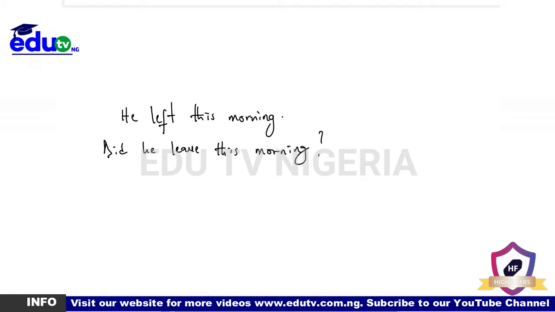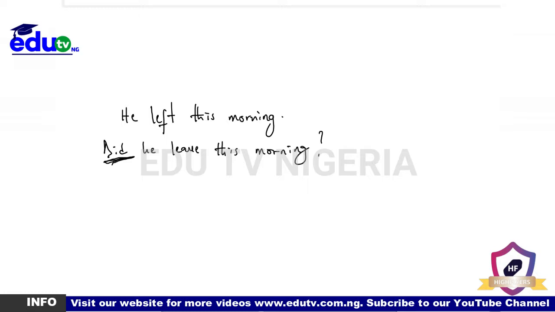Did he leave this morning? Now look at this sentence. We've inserted what we call an auxiliary verb, which is a do verb, obviously the verb do. Now the verb do was never present in this, was it? It wasn't, because this was a mere statement, so we didn't necessarily need the verb do here.